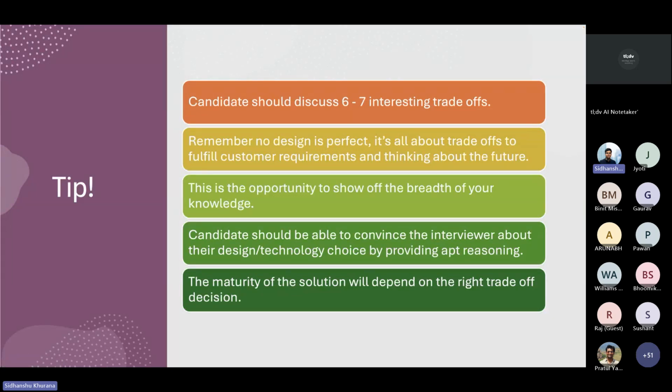Okay, some tips related to trade-offs. Candidates should discuss 6 to 7 interesting trade-offs with the interviewer. Remember, no design is perfect. It's all about trade-offs to fulfill the customer requirements and thinking about the future. This is your opportunity to show off the breadth of the knowledge you have. Candidates should be able to convince the interviewer about their design or technology choice by providing apt reasoning. The maturity of the solution will depend on the right trade-off decisions.